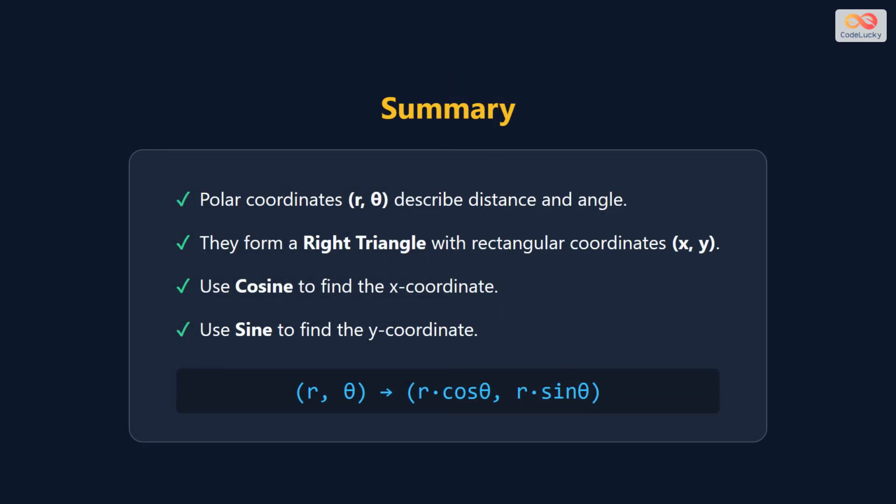To summarize, polar coordinates use distance and angle. When you need to convert them to rectangular grid coordinates, just visualize that right triangle. The x value is r cosine theta, and the y value is r sine theta.